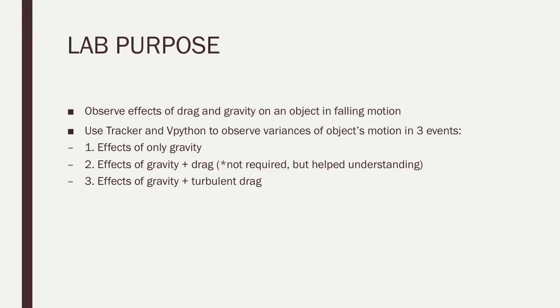The purpose of Lab 2 was to observe the effects of drag and gravity on an object in falling motion. Using Tracker and VPython, we were to observe the variances of the object's motion in two events. I observed it in three.